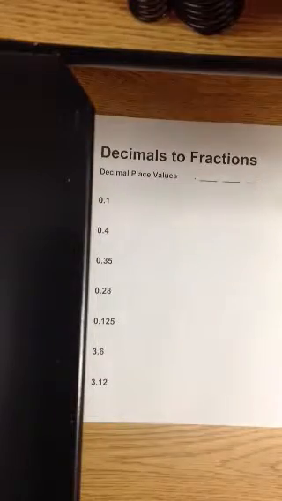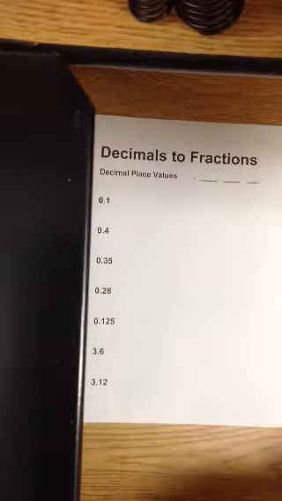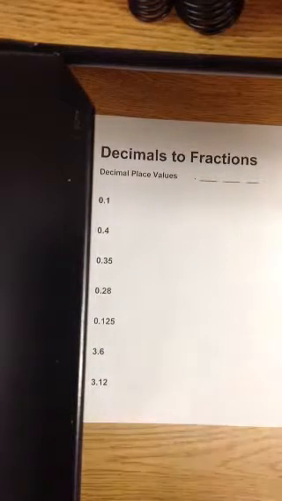Lesson will be over decimals to fractions. We're going to convert decimals into fractions. But before we begin, do you know your decimal place values?